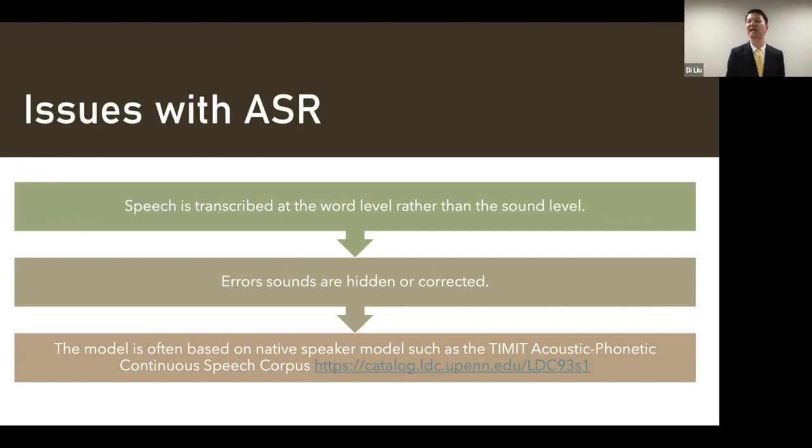And error sounds are often hidden or corrected because general ASR, automated speech recognition, is designed to transcribe speech as accurately or as correctly as possible. It makes predictions. But in pronunciation teaching, we actually want the device to reveal the errors that the learners are making. And last but not least, the ASR model is often based on a native speaker model, such as the TIMIT Acoustic-Phonetic Continuous Speech Corpus. And we need a more multilingual model.